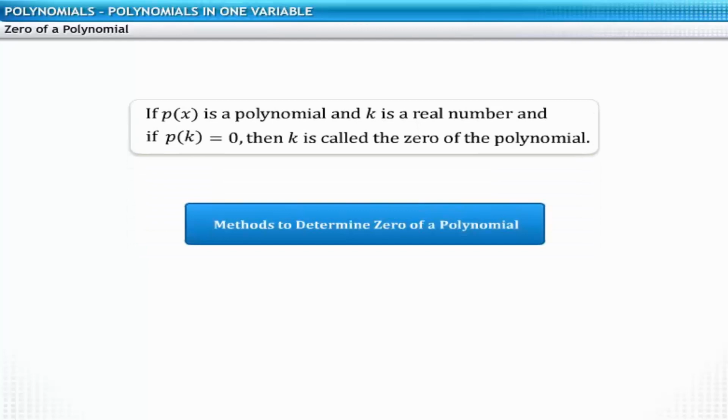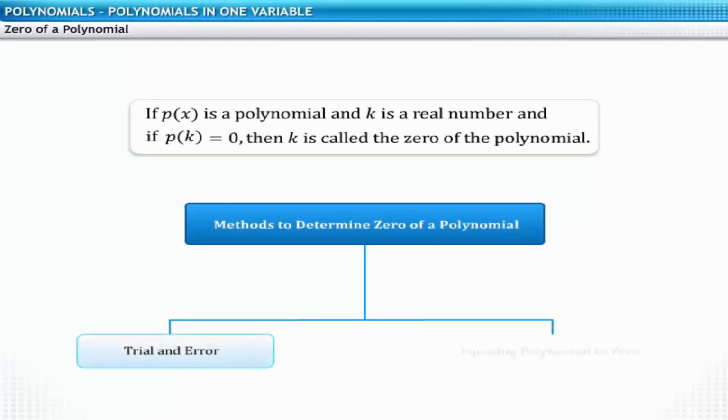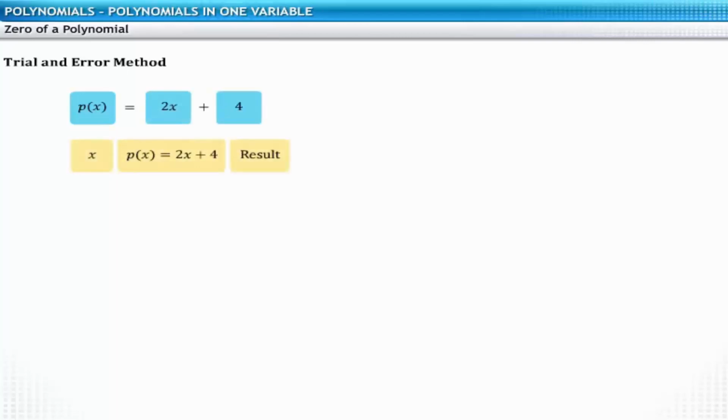You can determine the zero of a polynomial through two methods: by trial and error, and by equating the polynomial to 0. Consider a linear polynomial, P of x is equal to 2x plus 4. Let's first use the trial and error method to find the zero of this polynomial.